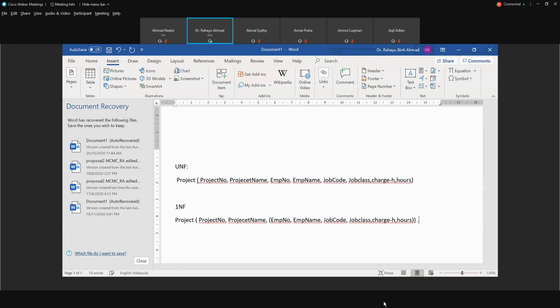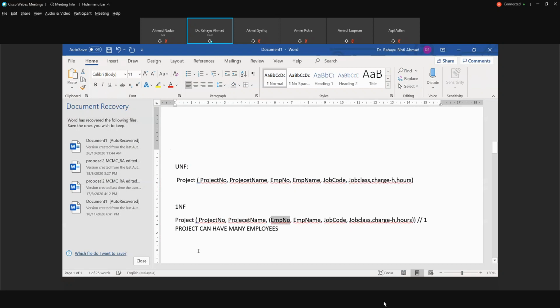Okay, because one project can have many employees. Okay, so you have to underline the key. So that is the key for this one will be employee number. And similarly, just now for outer is project number. Okay, next.